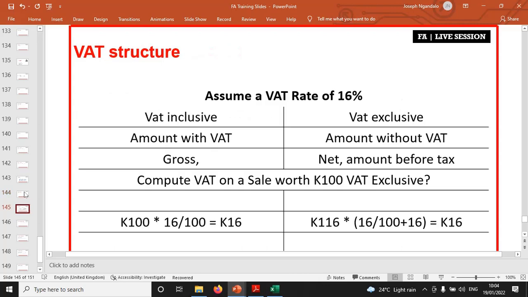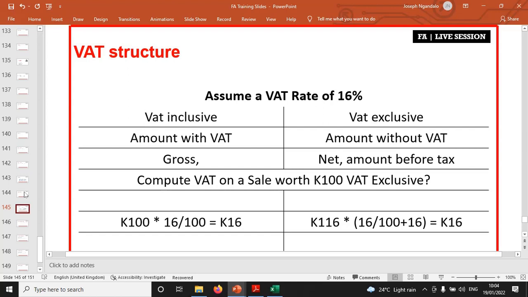Okay, progress. Let us look at the VAT structure. We shall be using weights in our class, and these weights must be mastered. There is what we call VAT inclusive and VAT exclusive.